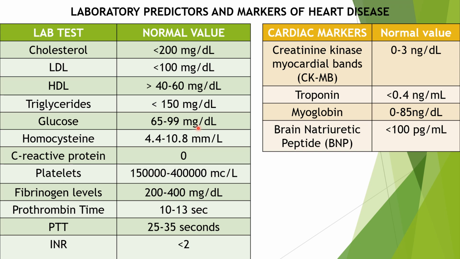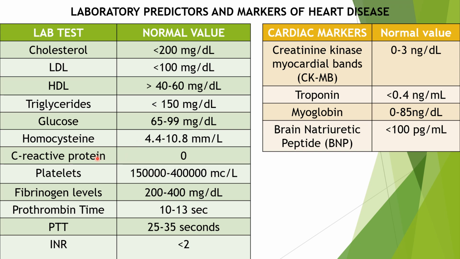Homocysteine, an amino acid, is a risk factor for heart disease if it is in increased amount. Decreased dietary intake of folic acid and B vitamins is associated with an increased level of homocysteine. So we need to take more folic acid and B12, or B vitamins, so that the level of homocysteine will be in the normal range.